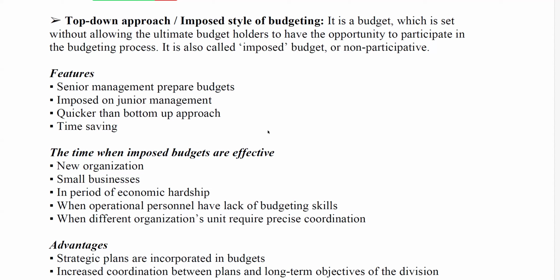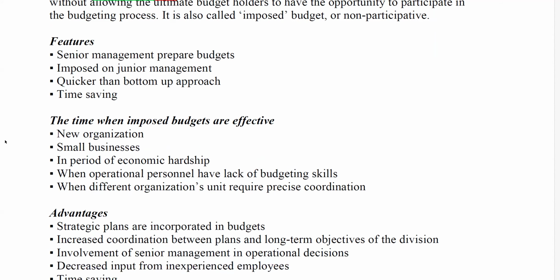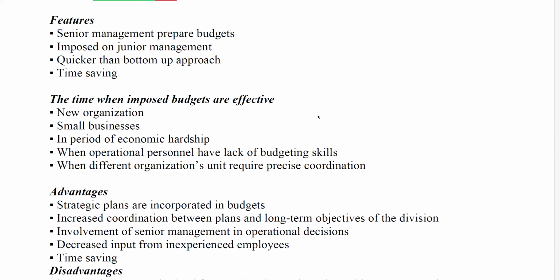Okay. Now, the time when imposed budgets are effective: when it's a new organization, mostly new organizations have taken the entrepreneurial structure. So it's the boss who mostly makes all the decisions. So most of the time, it's the boss who is going to take these decisions. For small businesses, mostly in periods of economic hardship, these ones are better. When operational personnel have a lack of budgeting skills, you have to do it yourself. And when different organizational units require precise coordination, then that is when it is effective to use this imposed style of budgeting, right?